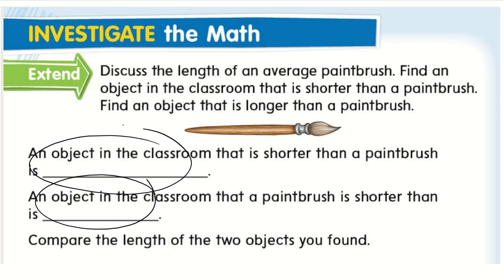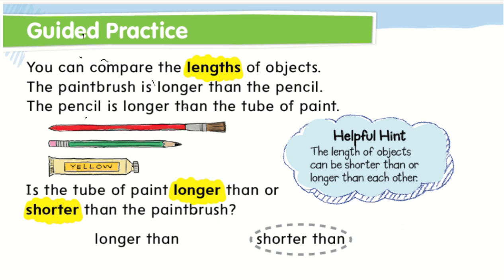So this is more of an in-class activity, but you could also do this at home. Try to find some objects that might be longer than a paintbrush. And what do you think that would be? You can compare the lengths of objects, and the paintbrush is longer than the pencil, which is longer than the tube of paint. Is the tube of paint longer than or shorter than the paintbrush? So you take a look at this one. Take a look at the tube of paint and kind of draw a line up next to our paintbrush here. And as you can see, the tube of paint is definitely shorter than that right there. But using the words length, longer, and shorter are really going to be helping us out with this unit.